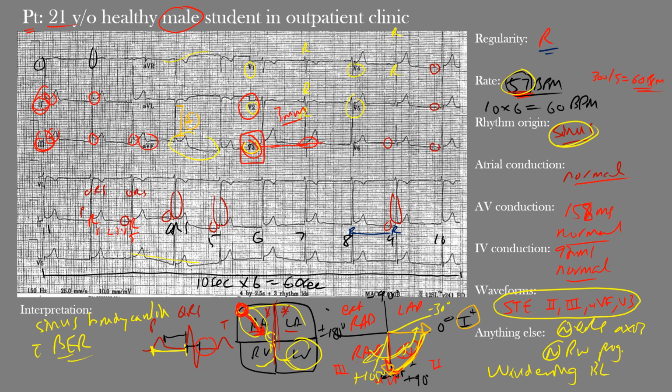Now back to finishing our case. So in conclusion, our 21-year-old healthy male student that visits our outpatient clinic has an EKG that shows sinus bradycardia with benign early repolarization. Well, that's the end of this week's EKG of the week. I hope you learned something.